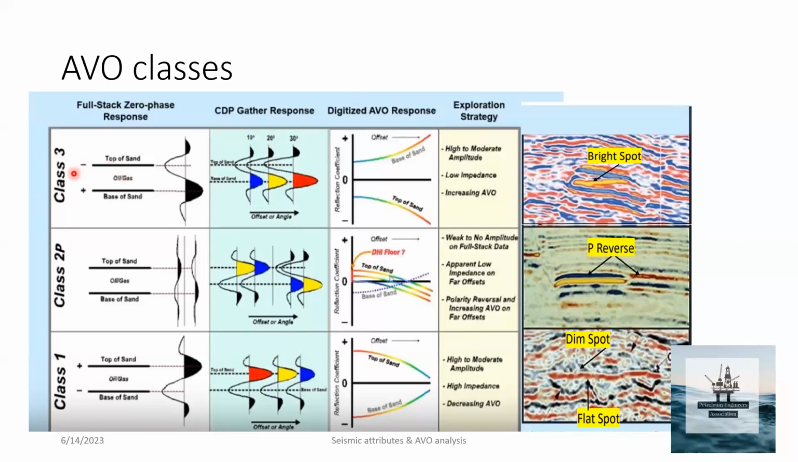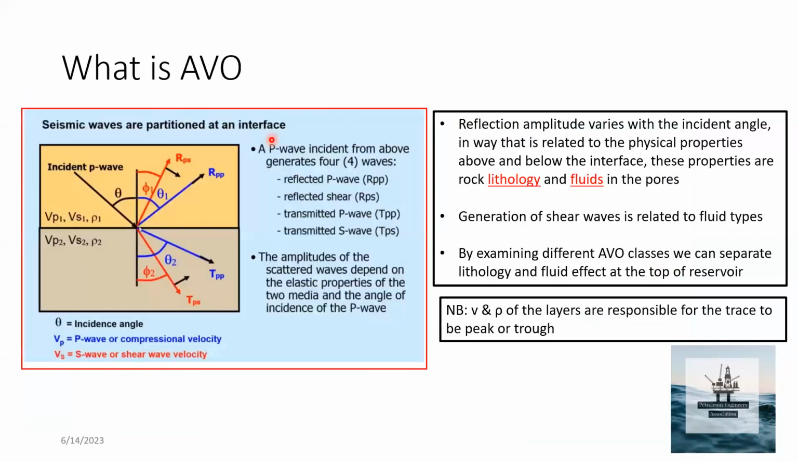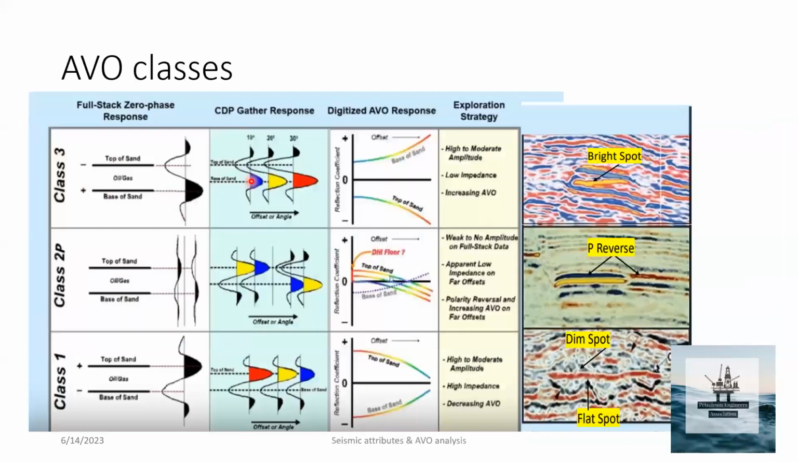We have a class called class 3, AVO class 3. You can notice here that the amplitude increases with the angle. Here, the amplitude increases with the angle. What is this angle we are talking about? The angle of incidence, this one. So as the angle increases, the amplitude increases.